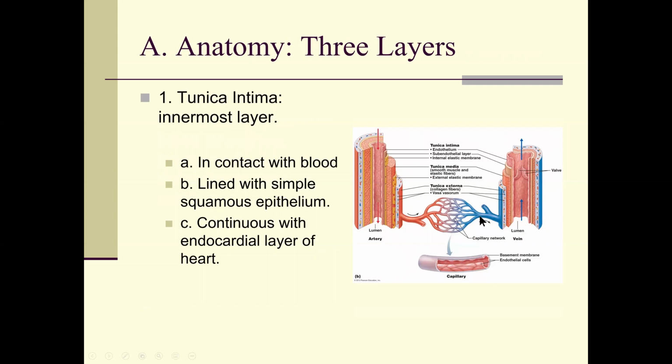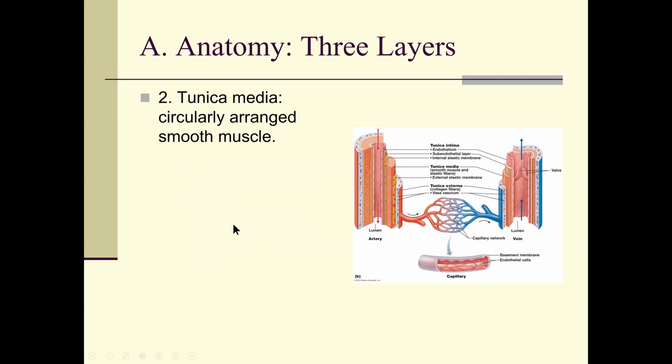And so at the level of the capillary, all we have is a layer of simple squamous epithelium and a basement membrane, because we want exchange to go on. So it's a very thin layer. We have a tunica media, which has circularly arranged smooth muscle. That smooth muscle obviously is not voluntary, okay?